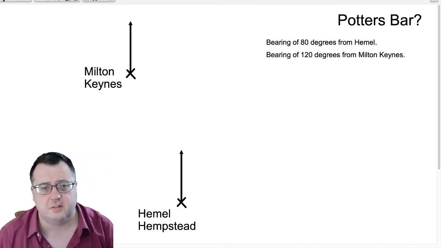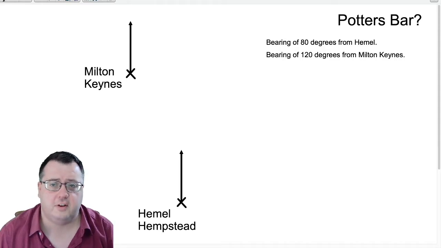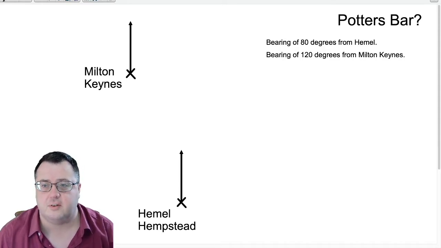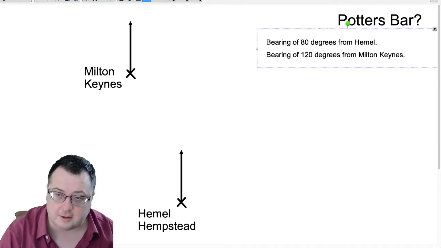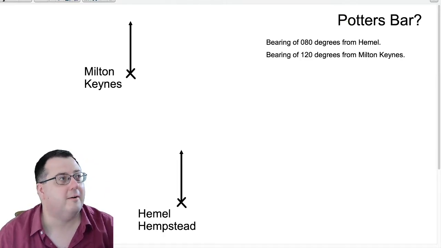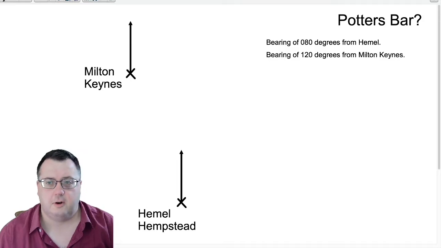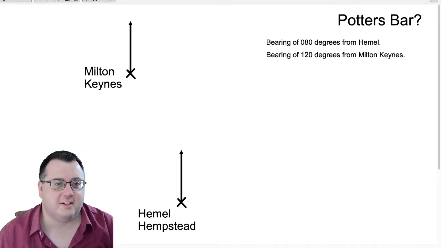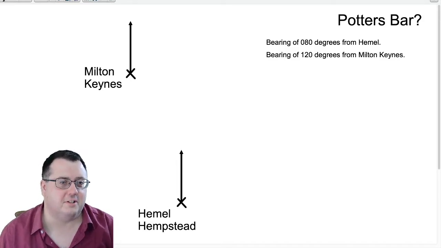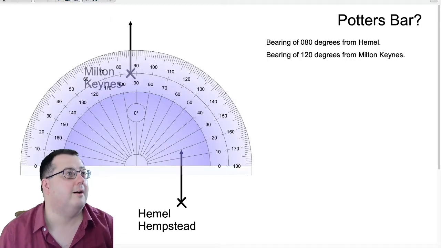A couple more questions. Where is Potters Bar? If it's on a bearing of 80 degrees from Hemel, that's naughty of me, I will add in what it should say, a bearing of 080 degrees from Hemel, and on a bearing of 120 degrees from Milton Keynes. So, this one is asking you to use the tools in your possession, and you should be aware of what this is.